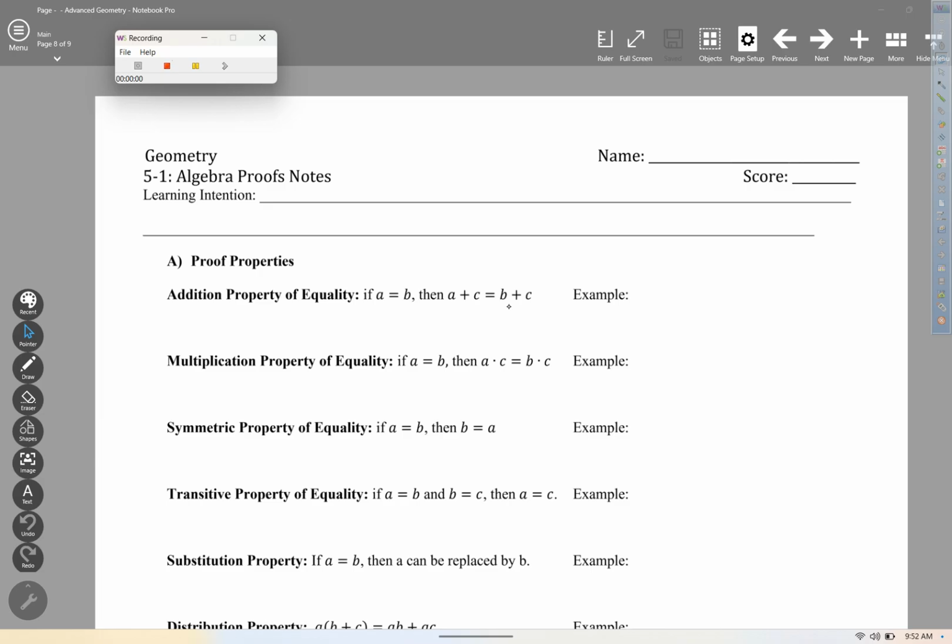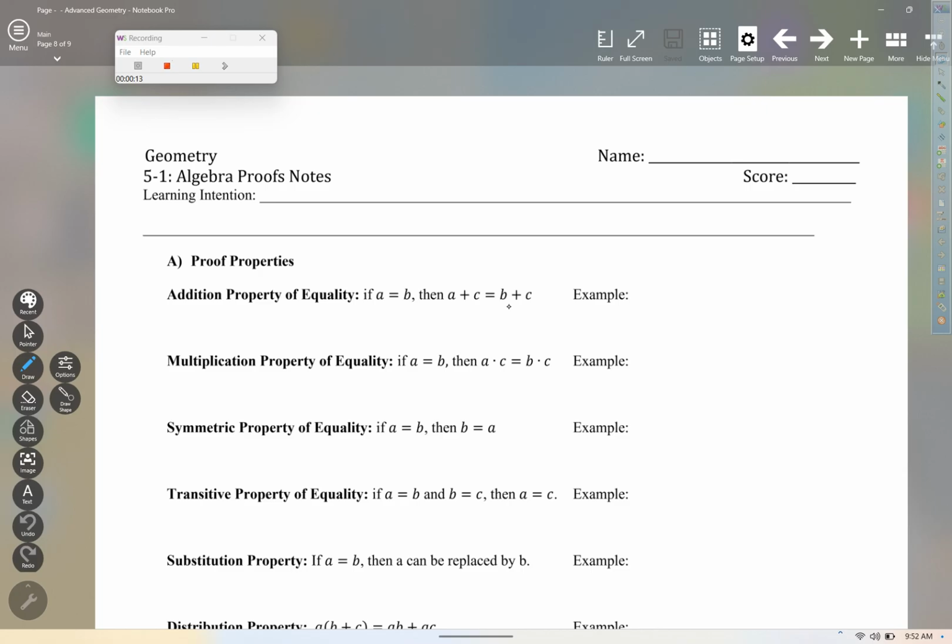Hi guys, today we are going to be working on our 5-1 algebra proofs. And these are our notes, the very first set. This is the first time you've probably seen proofs, but you have done these types of questions before. Now we're just going to articulate what each step means.